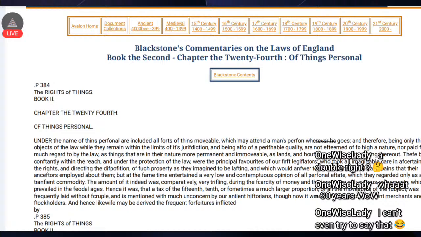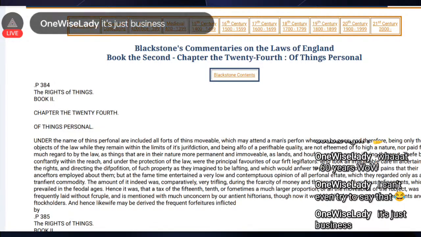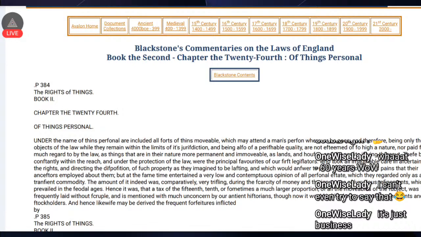Under the name of things personal are included all sorts of things movable, which may attend a man's person wherever he goes, and therefore, being only the objects of the law while they remain within the limits of its jurisdiction, and being also of a perishable quality, are not esteemed of so high a nature, nor paid so much regard to by the law, as things that are in their nature more permanent and immovable, as lands and houses and profits issuing thereout.